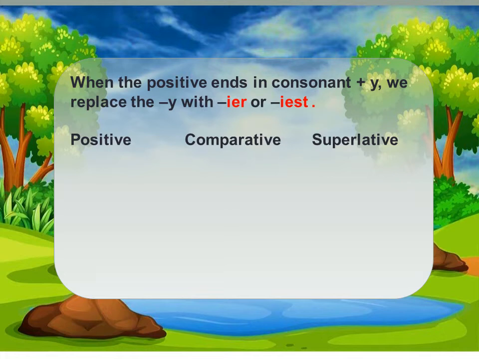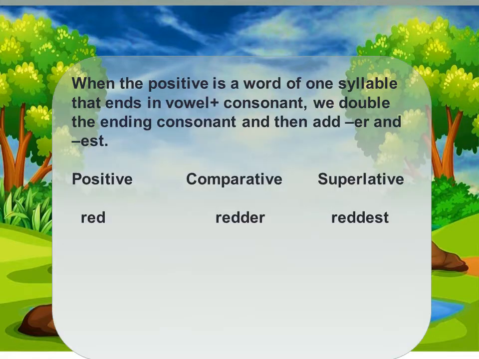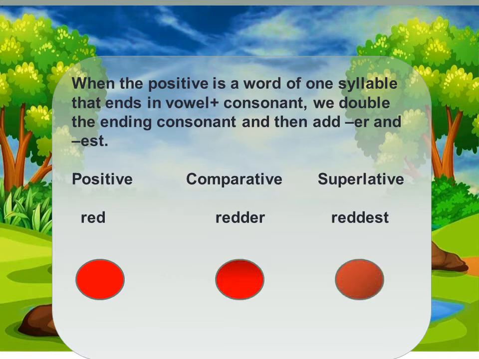When the positive adjective ends in consonant plus Y, we replace the Y with IER or IEST. For example, happy, happier, and happiest. When the positive degree is a word of one syllable that ends in vowel plus consonant, we double the ending consonant and then add er and est. For example, red, redder, and reddest. So here we double the consonant D.